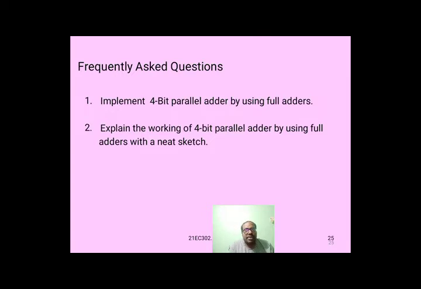Okay, it is the 4-bit parallel adder using full adders. The most important question is how many bits we want to add. We must have that number of full adders. 4-bit means 4 full adders, 6 bits means 6 full adders, 8-bit means 8 full adders, 16-bit means 16 full adders.